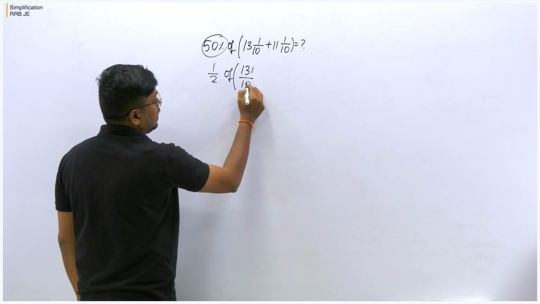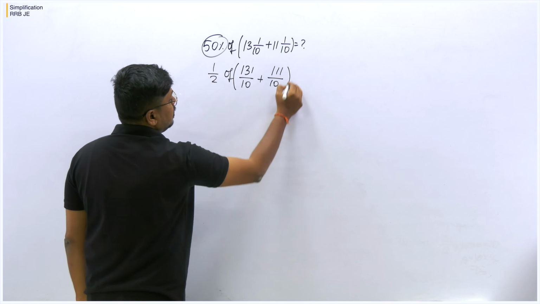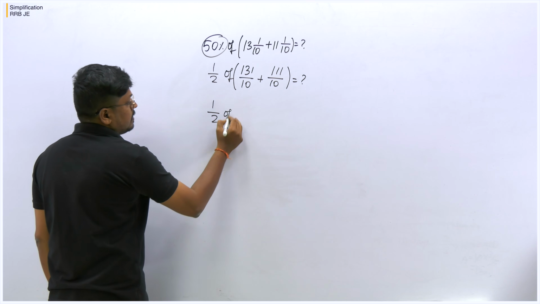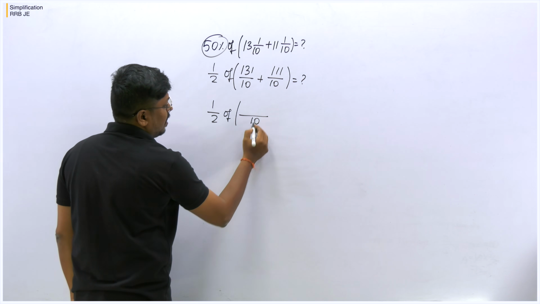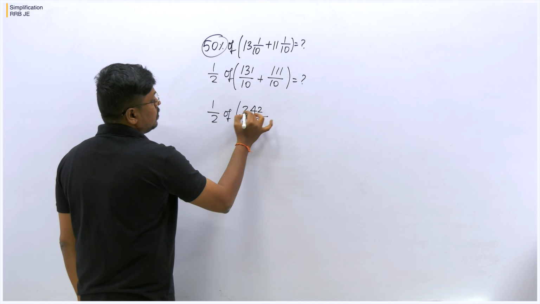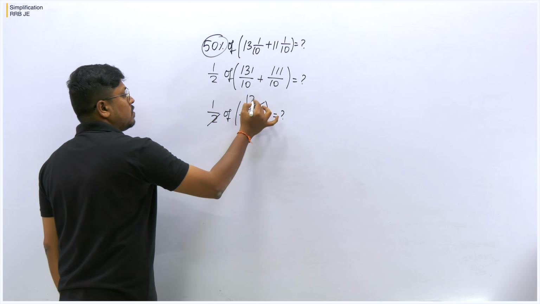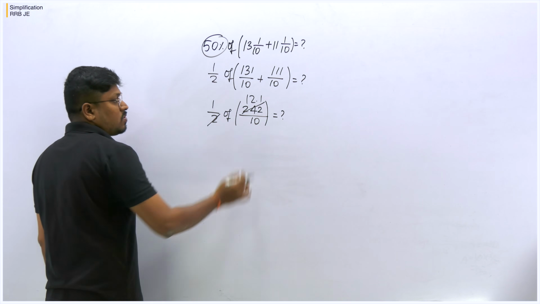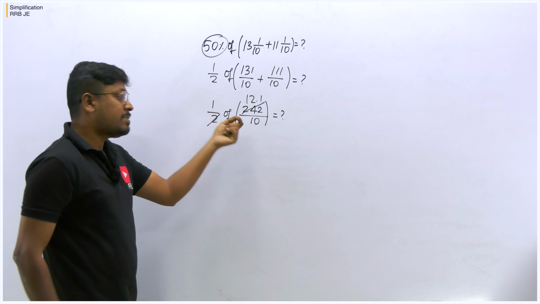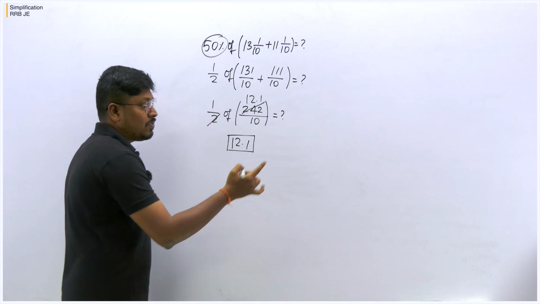So 131 by 10. So this will be 111 divided by 10 is equals to question mark. So 1 by 2 of... we can take 10 outside, which is common, right? LCM of 10 and 10. So the remaining will be 4, 2, 2 is equals to question mark. So again we can cancel it. 1 2s are 2, 2 2s are 4, 1 2s are 2. So 121 divided by 10, right? So this will be 121, and when you divide this by 10, the answer will be 12.1. So the answer for this question is 12.1, right?